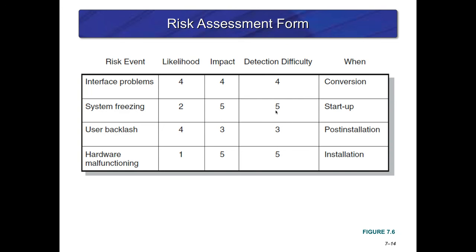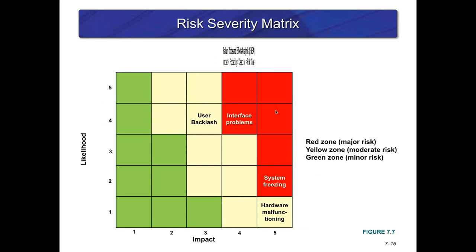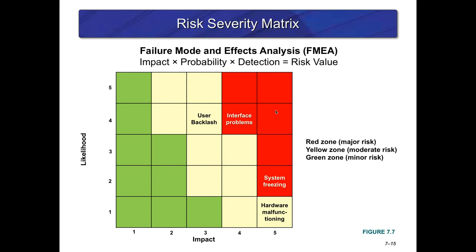System freezing, not very likely, but if it does happen, that's a huge problem, right? Users don't like it, okay? Not a very high impact. Or what if the hardware malfunctions? That's a very high impact too. So when you put all of that together, you have a scale of 1 to 5 on the impact, and you have a scale of 1 to 5 on the likelihood. And when you add them all together, the impact by the probability by the detection gives you your risk value.